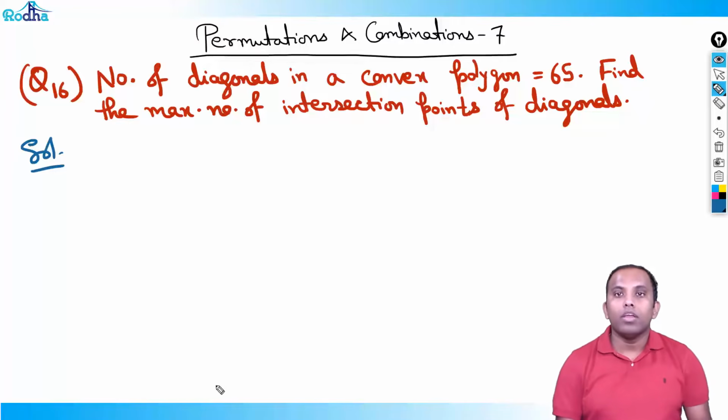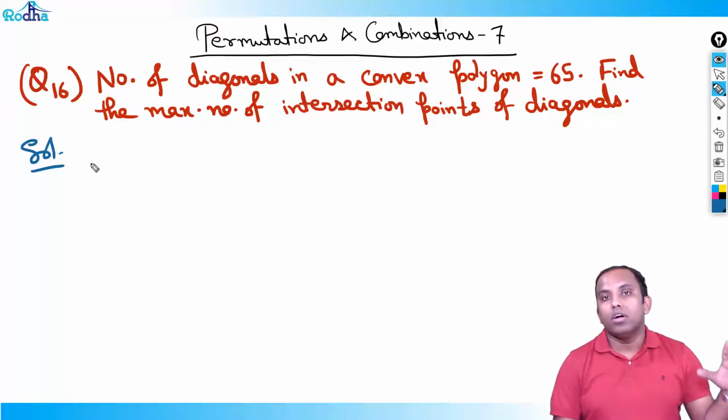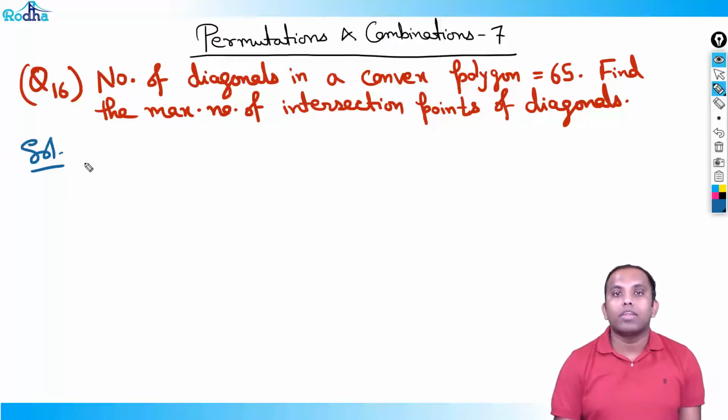See, if you observe this question carefully and if you watched the last video, we were discussing the intersection points of diagonals, or intersection points of lines and circles or triangles. Since all the diagonals are straight lines, the intersection points of 65 straight lines is nothing but 65C2 into 1. So the answer should be 65C2 into 1, right? But it is wrong.